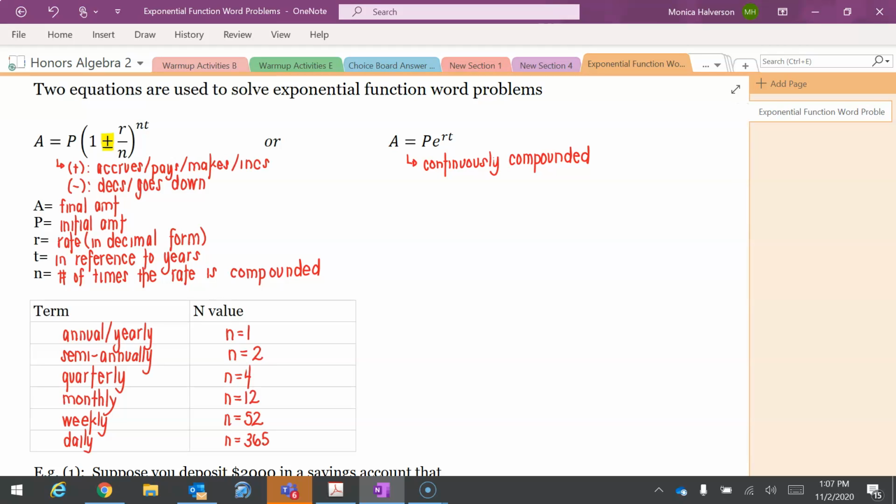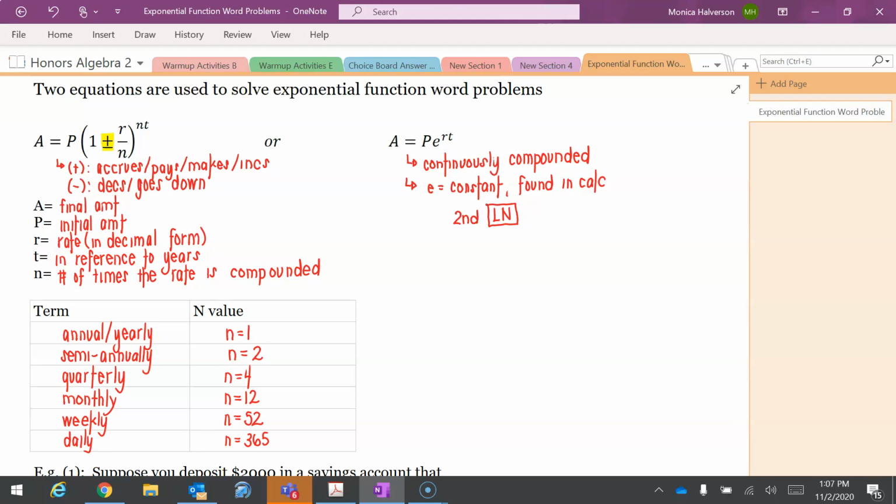The second equation has a special unknown, and that's e. But e is a constant, just like pi. It is programmed and found in your calculator, and you'll be able to obtain it by hitting the button second ln, which can be found in the first column.